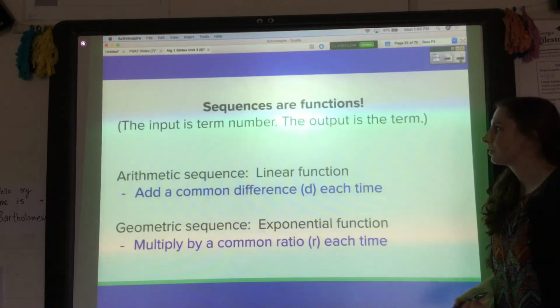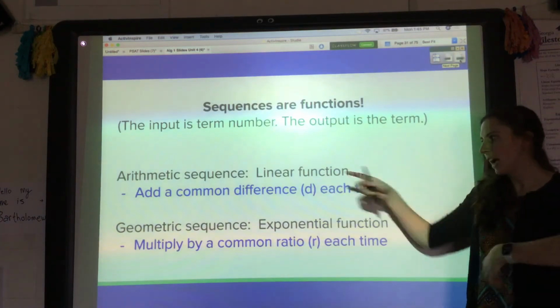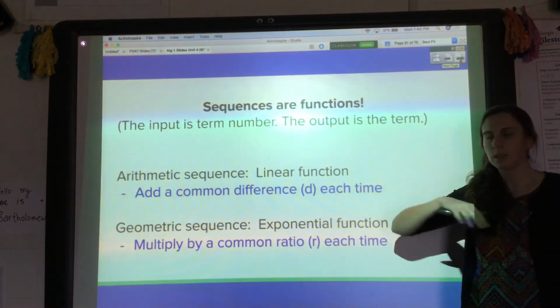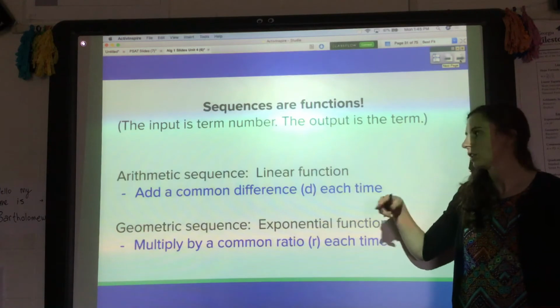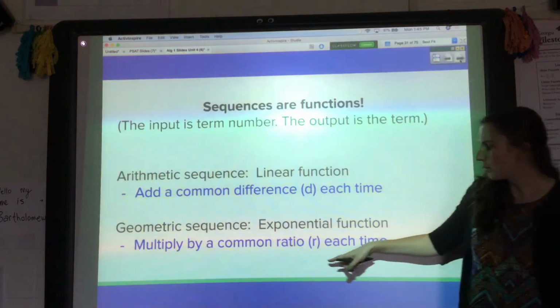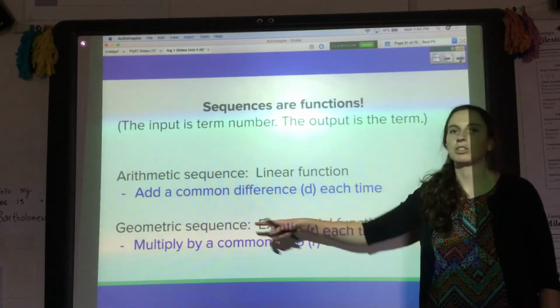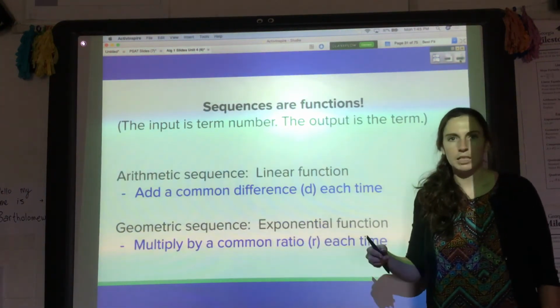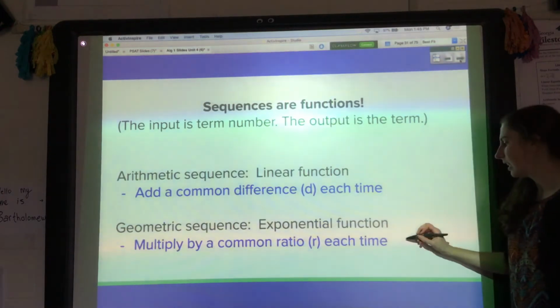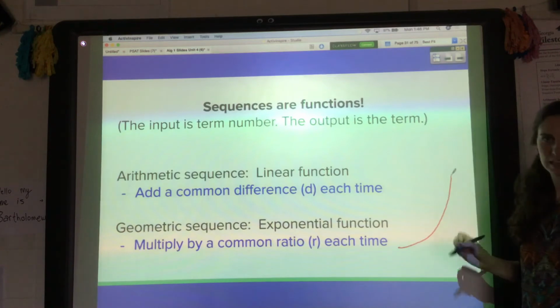Okay, so now that we know how these work, again, just a reminder, if you're adding or subtracting a number each time, it's a linear function. Those arithmetic sequences are linear functions. And then if you multiply or divide by the same number over and over, it's a geometric sequence, which is really just an exponential function, because it's going to get bigger and bigger more and more rapidly, like an exponential function.